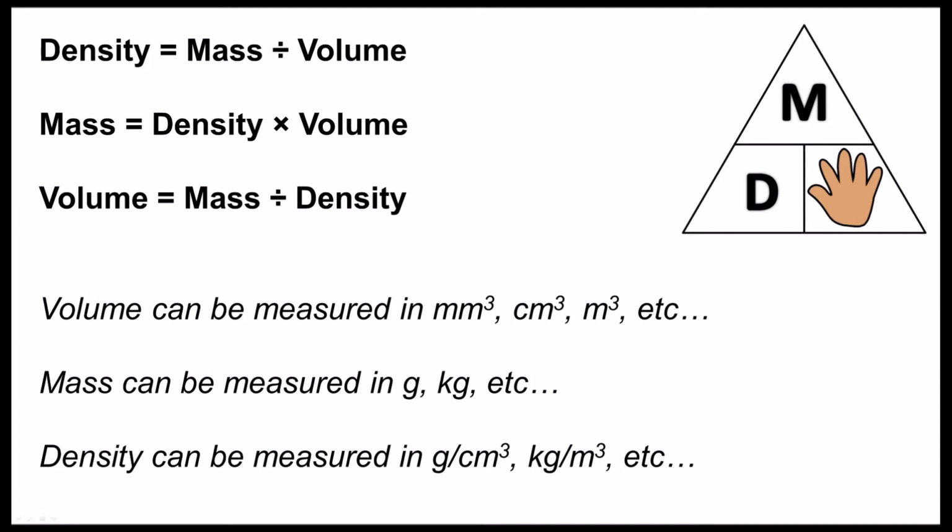Another thing that's really important to recognise is the units that you get for each of your answers. If, for example, we're looking at volume, we know that that could be measured in millimetres cubed, centimetres cubed, metres cubed, and so on. Mass is measured in grams and kilograms, and therefore density is measured in grams per centimetre cubed or kilograms per metre cubed, etc. The easiest way to remember the units for density is to think about the formula itself. We know that density is equal to mass divided by volume, and therefore when you think about your units, it's going to be the units of mass per the units of volume.